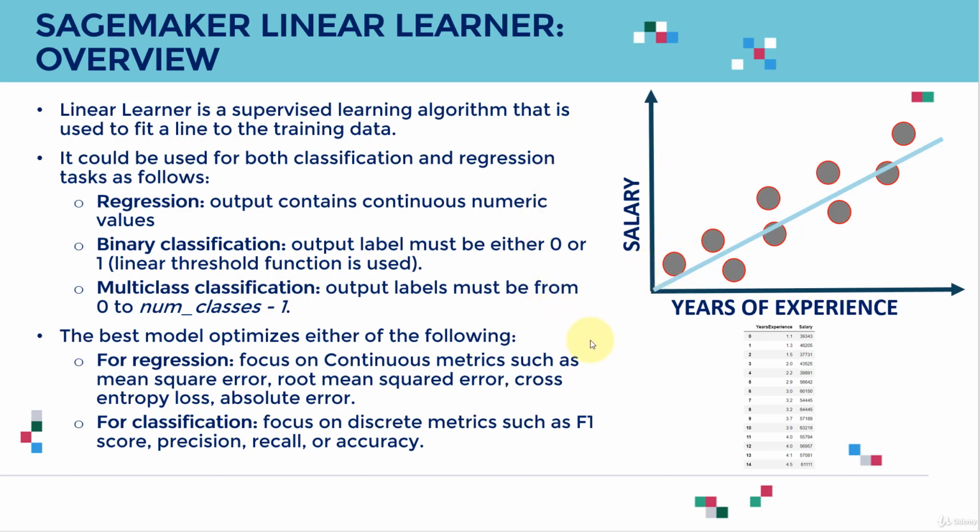This salary could be $50,000, $20,000, and so on. It's a continuous and numeric output. And that's why this case study that we have is a regression type problem. However, there are two other general categories of machine learning, which we call binary classification, and multi-class classification.